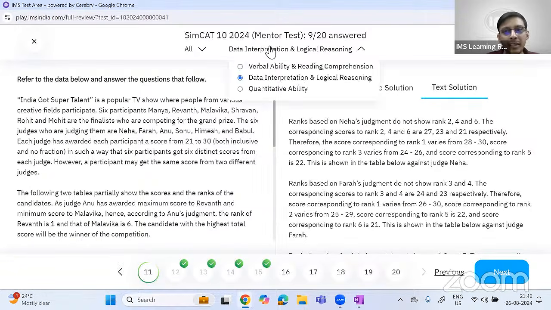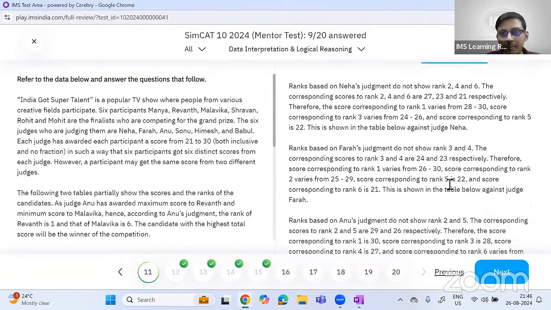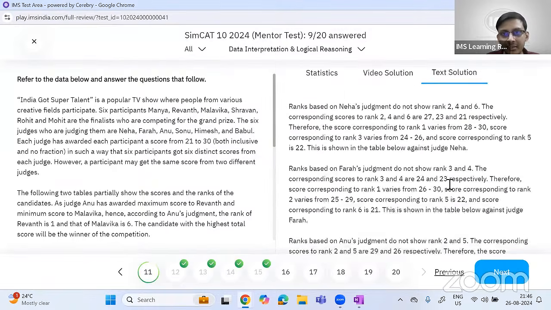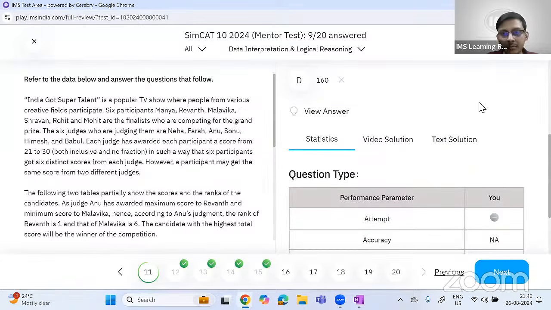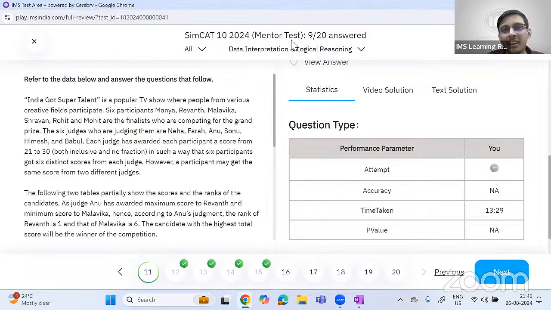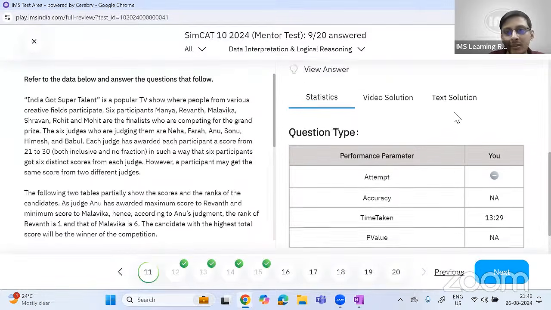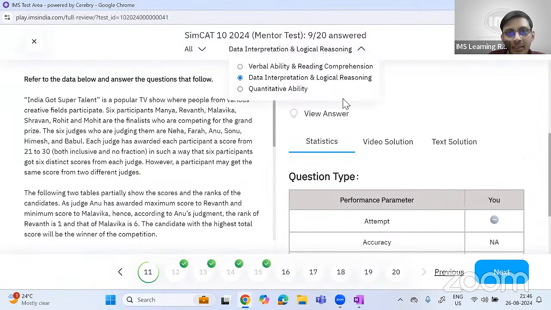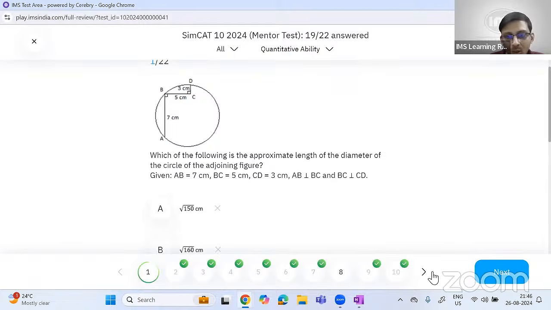I want to check the p values. Is it coming here? Statistics. Okay, I think because this is the mentor portal, mentor test, I'm not really able to see the p value, but that would have been helpful. Here, all of these are right.